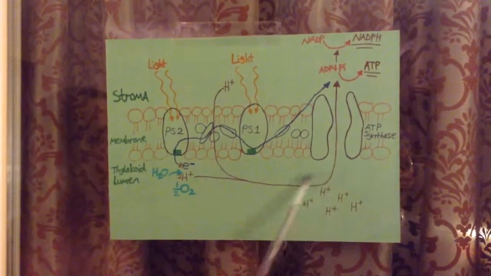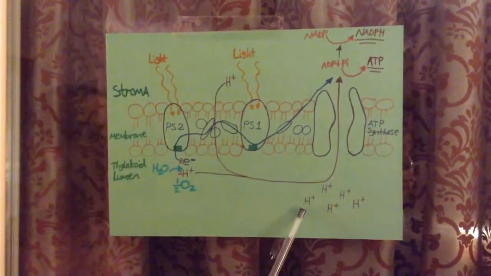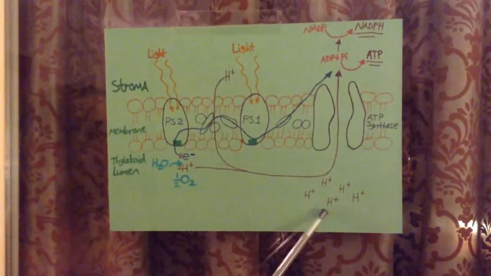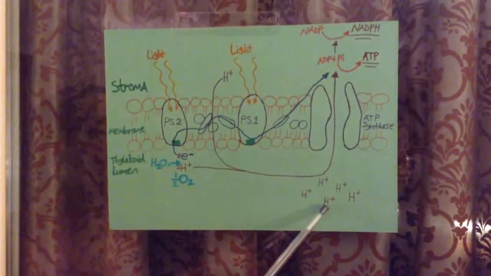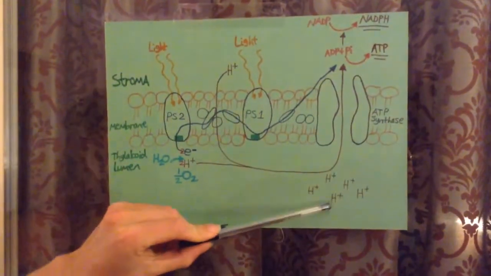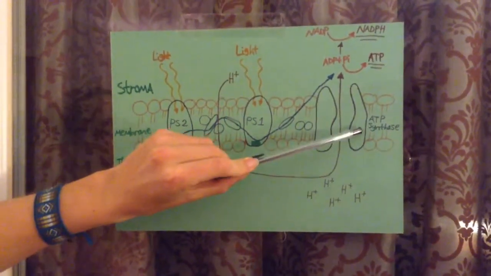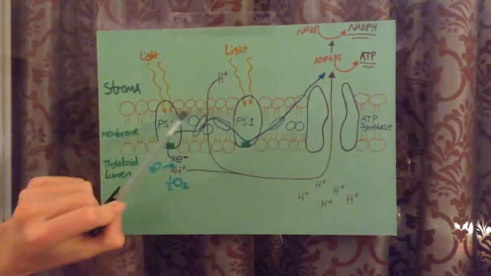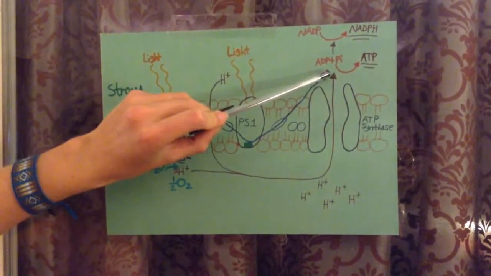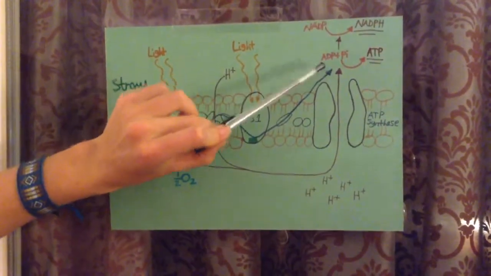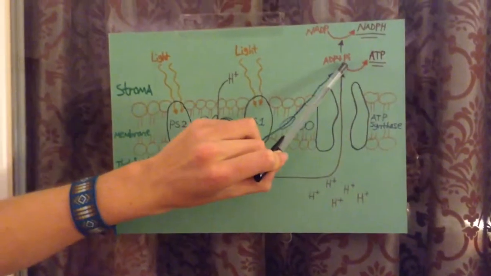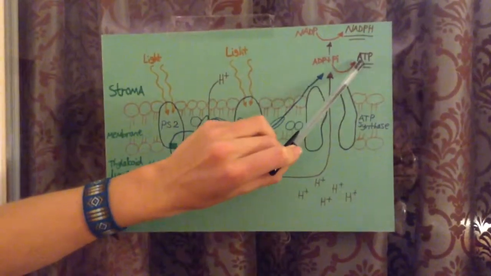We get a high concentration of H+ ions in the thylakoid lumen. This creates a very steep concentration gradient of H+ ions, so they are wanting to move back into the stroma. They do this via ATP synthase, another protein molecule on the thylakoid membrane. They travel up here, and when they get to the stroma, they combine a molecule of ADP with a phosphate group to produce ATP.